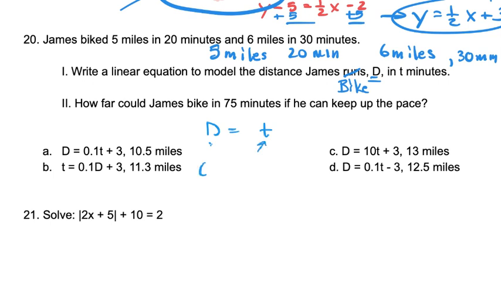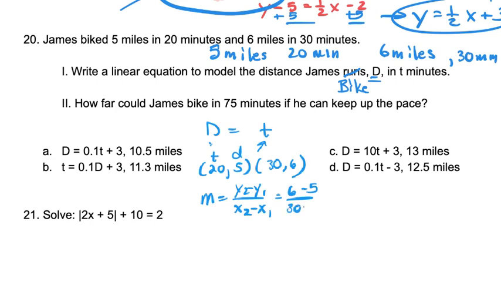So here's our ordered pair. We've got 20 and 5, time first, and distance. And we've got 30 and 6. Let's figure out a slope. Just doing y2 minus y1 over x2 minus x1 here. So 6 minus 5 over 30 minus 20. 1 over 10. So that's 0.1.